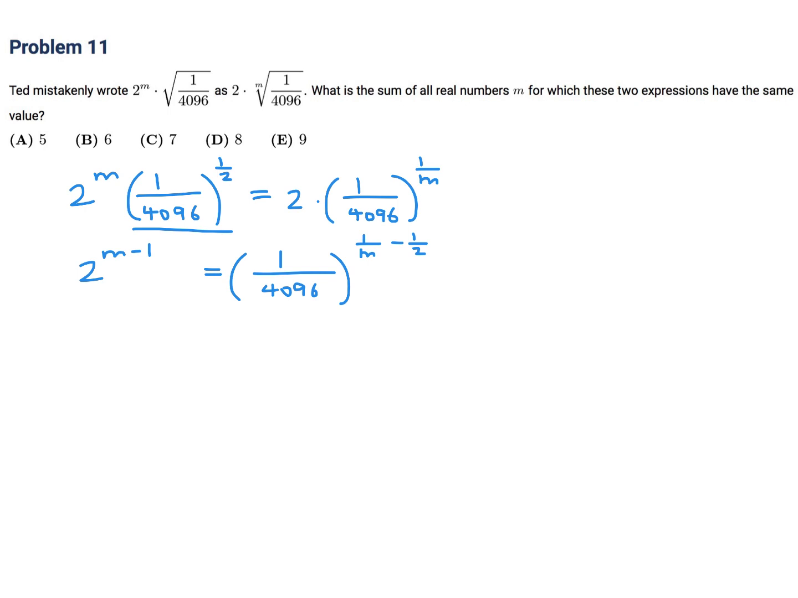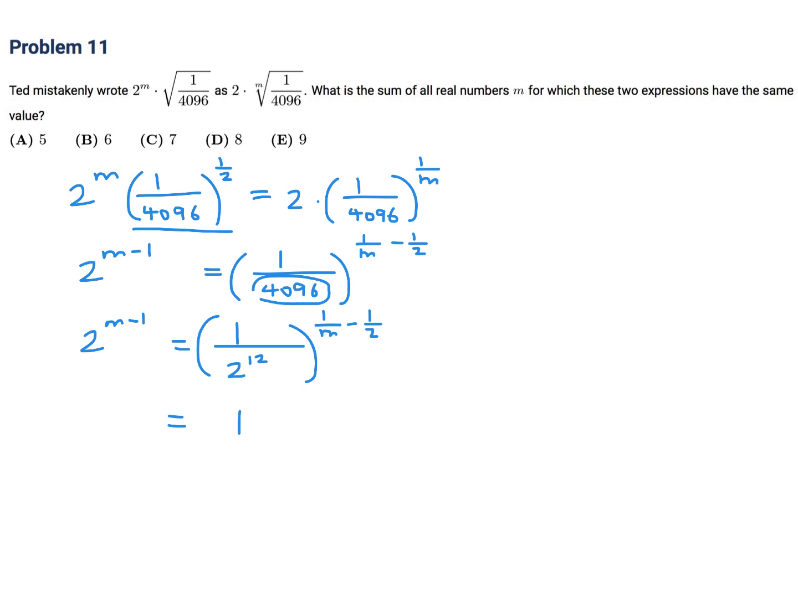Okay, so now obviously I'm going to have to convert this to a power of 2. So let's do that. I believe that's 2 to the power of 12. Yeah, so it's 1 over 2 to the power of 12, and this is all to the power of 1 over m minus 1 half.